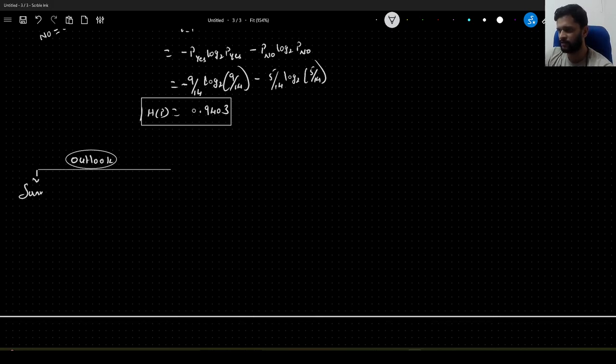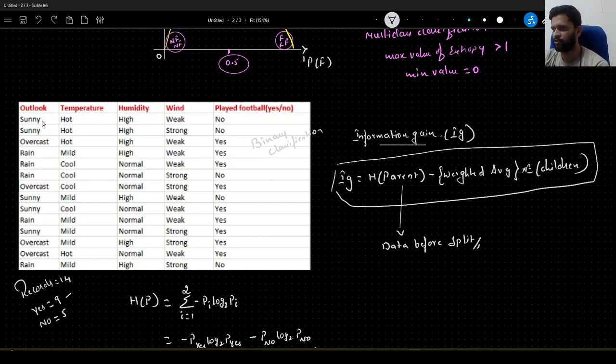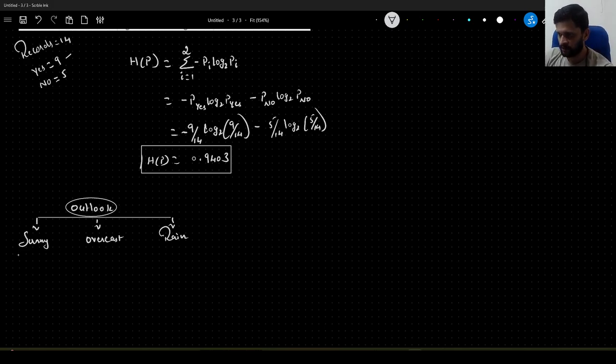So this outlook has three unique values: one is sunny, overcast and rain. These are the three different values this particular column takes. Now, when the outlook is sunny, how many yeses and how many no's are there? We have to list that up. When the outlook is sunny, we have one no, two no's, third no, one yes, two yeses, right? So three no's and two yeses, correct? So we'll write two yes and three no's.